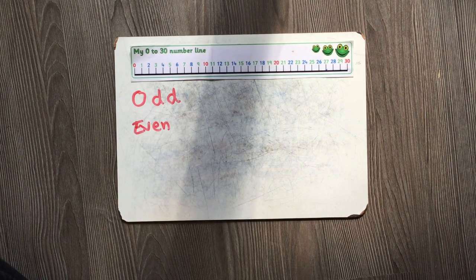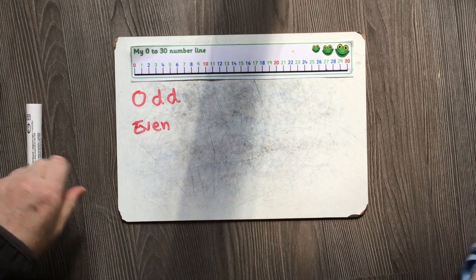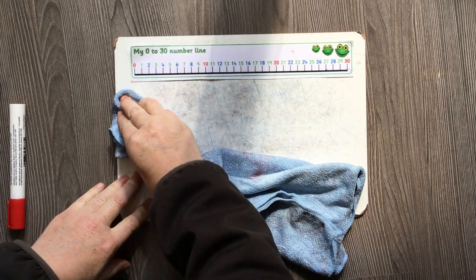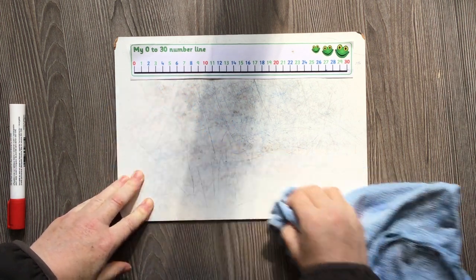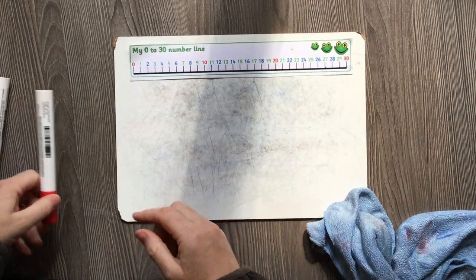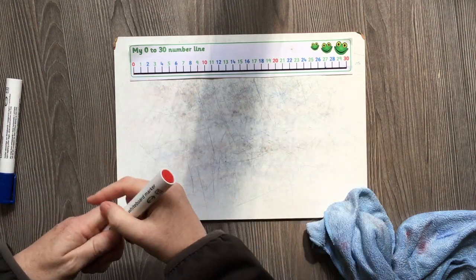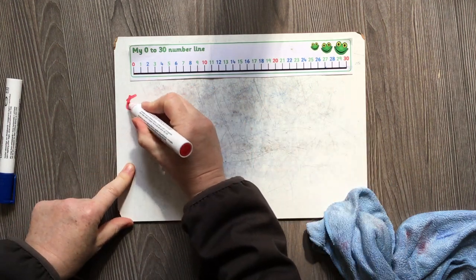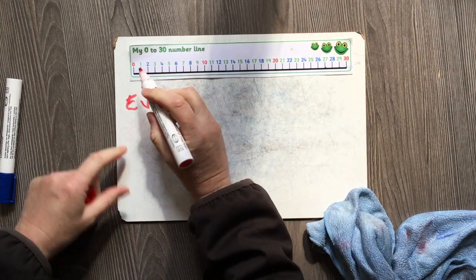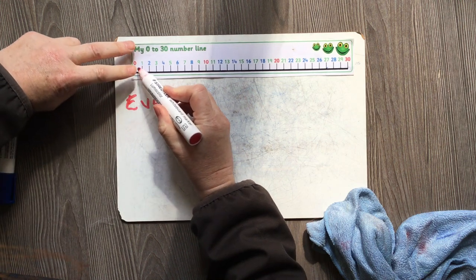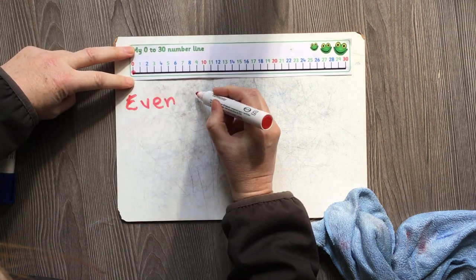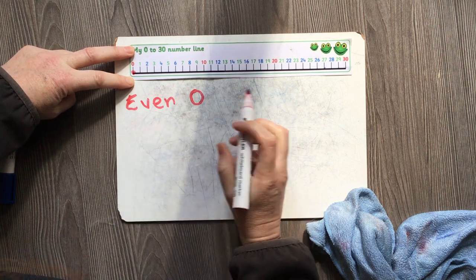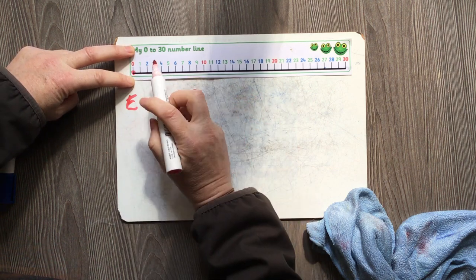First we're going to look at, I think it might be easier to look at even numbers. Even numbers are things that go in twos. So if I look at my number line, even numbers start at the very beginning, which is 0. And the important thing about even and odd numbers is that they're all in a pattern.